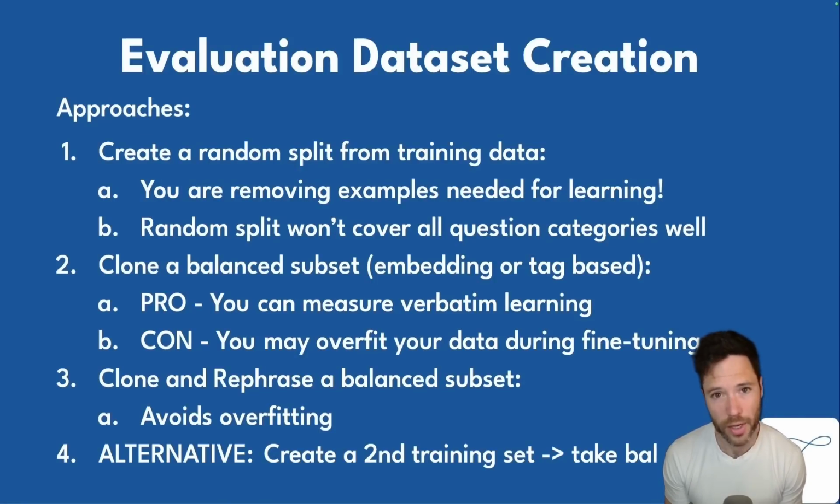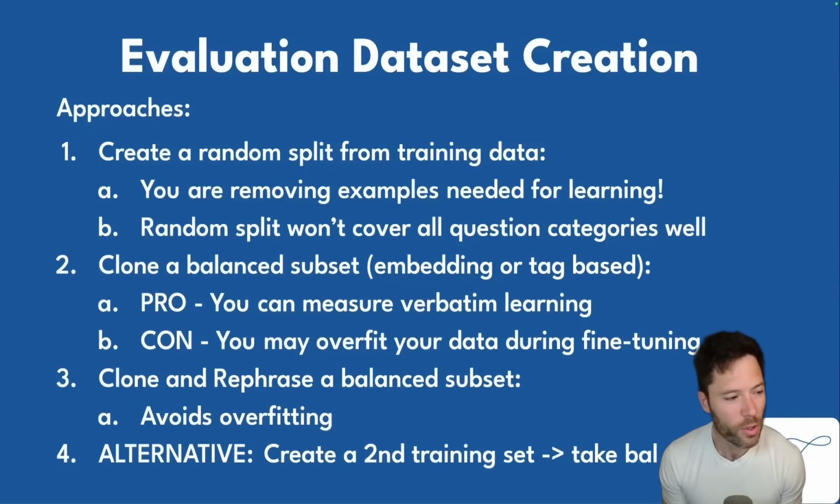So you take your training set and you take a subset of that, maybe 10 or 20%, but you balance it across the tags, for example, or you balance it across the embeddings. Now, if you're cloning it, you are going to be measuring overfitting because you are literally taking some of the examples from the training set. But actually, that's kind of good because if you're trying to teach the model some knowledge, it's natural that there should be some questions that are going to appear in the training that you actually care about it getting right in that verbatim form. So doing this cloned balanced subset, you're going to be able to measure verbatim learning, which is good. The drawback is you're not going to do a good job at measuring overfitting.